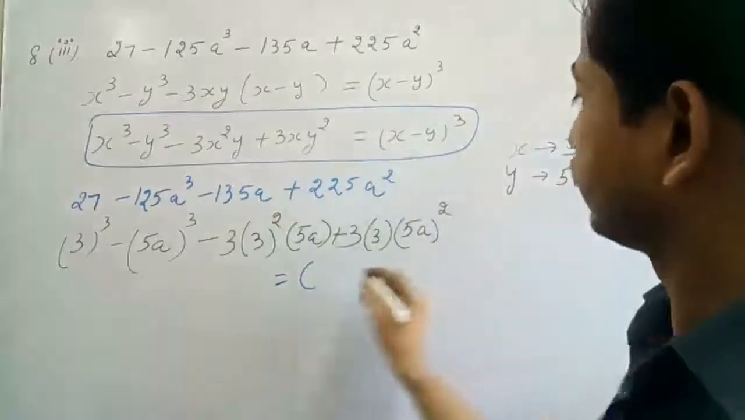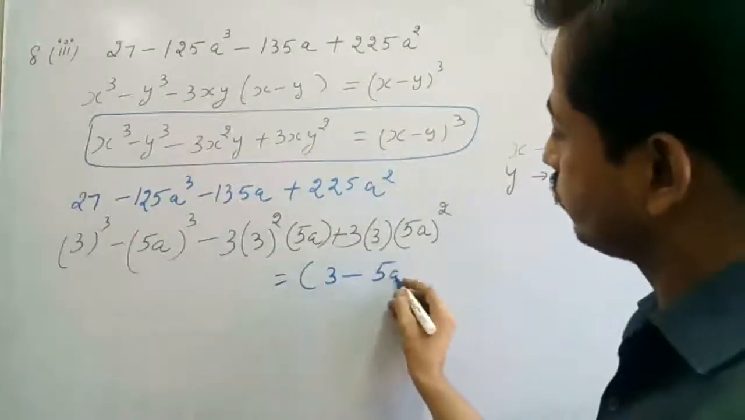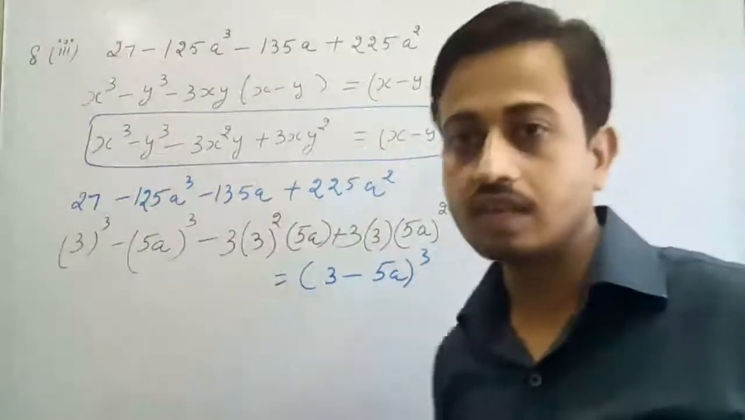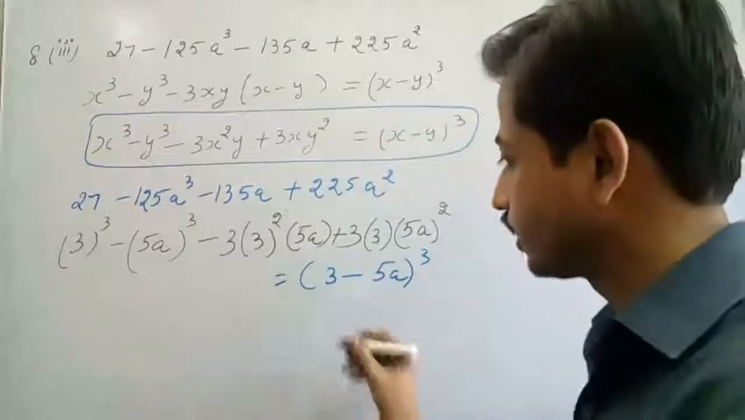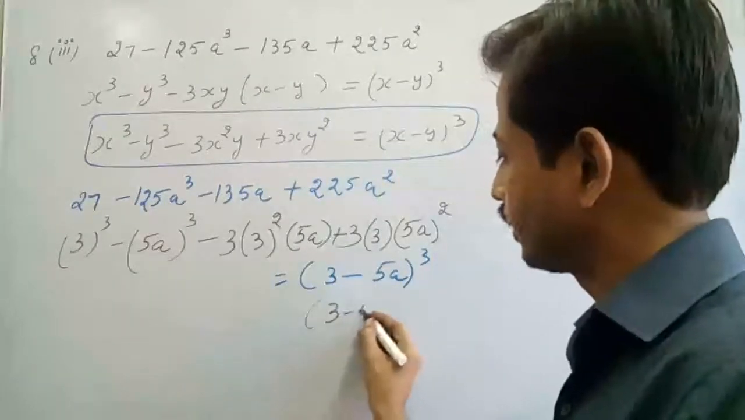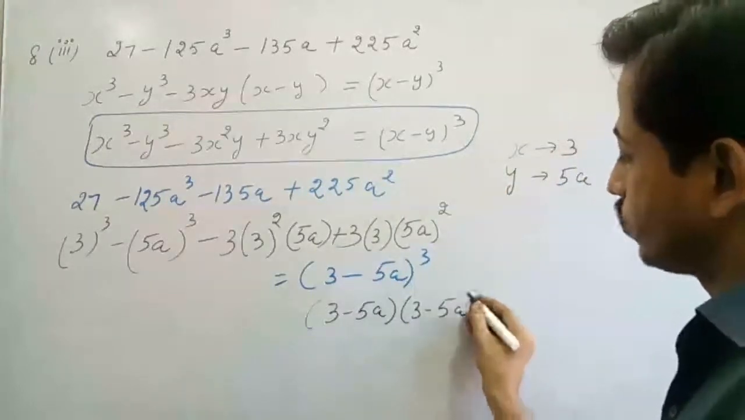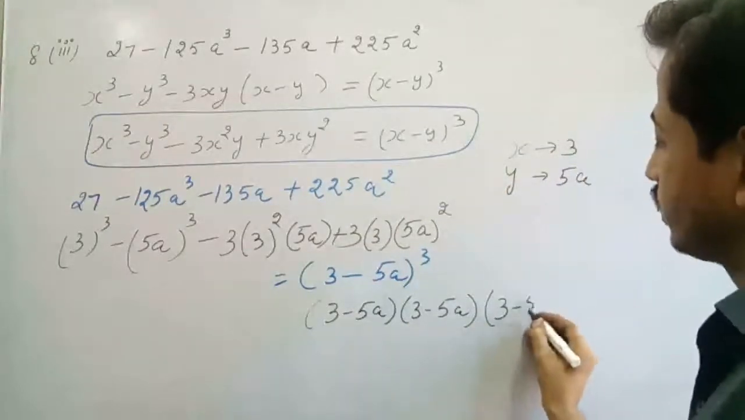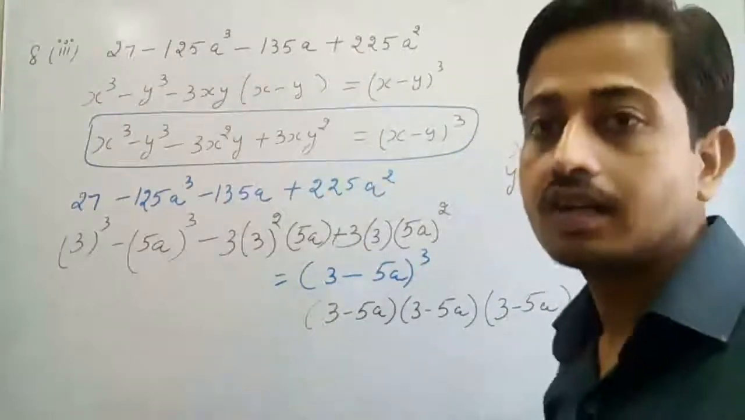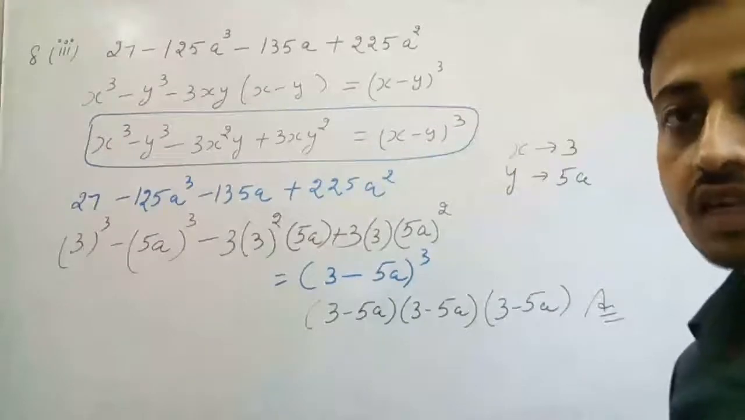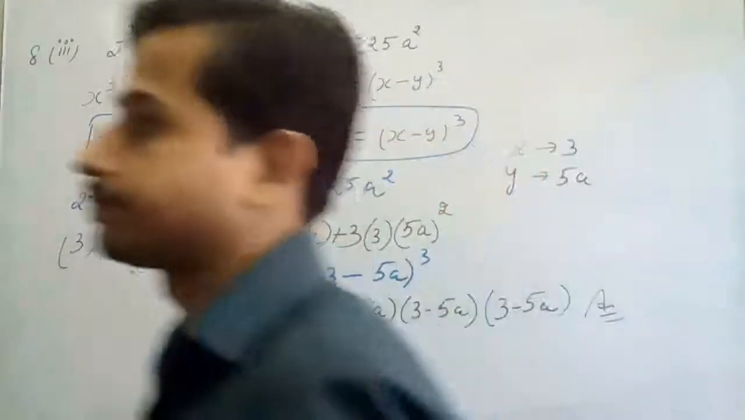So our answer is what? X is what? 3 minus y. Y is what? 5a whole cube. This is the answer, and you can also write it in terms of a factor of 3. So 3 minus 5 into a, 3 minus 5 into a, 3 minus 5 into a. This is the final answer. I hope you understand this concept because it's very easy. Please make a note.